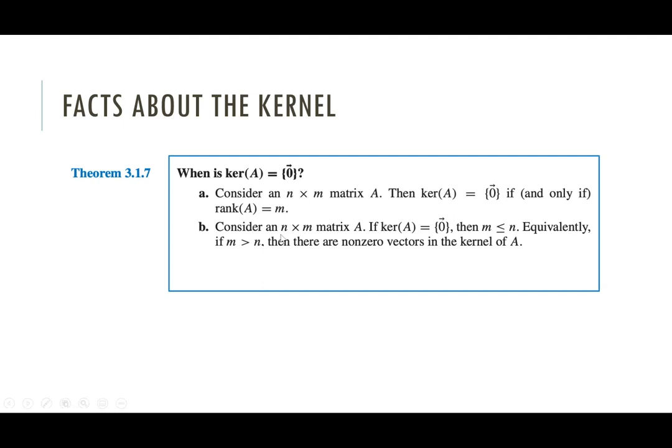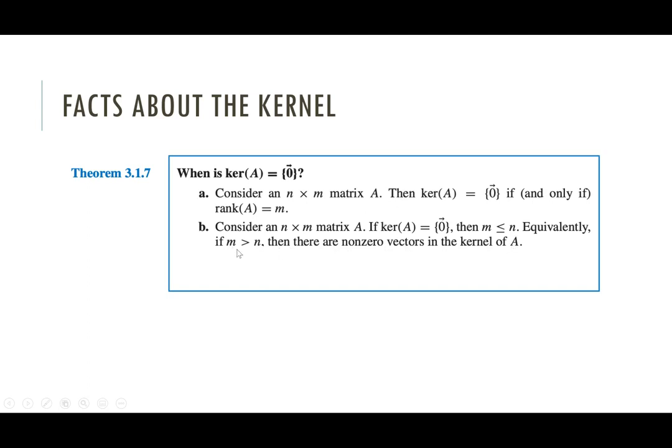Which I think is kind of what the next thing says. If you have an n by m matrix and the kernel is zero, this is slightly different actually, but okay. If the kernel is zero, then your book says the number of columns has to be less than or equal to the number of rows. And then they say equivalently, if the number of columns is bigger than the number of rows, then there are non-zero vectors in the kernel.